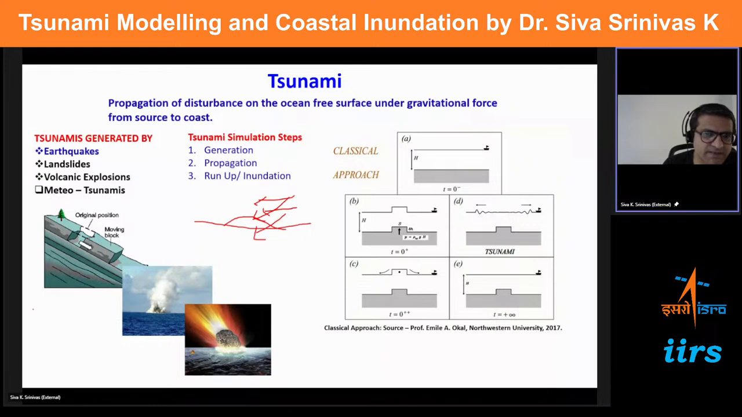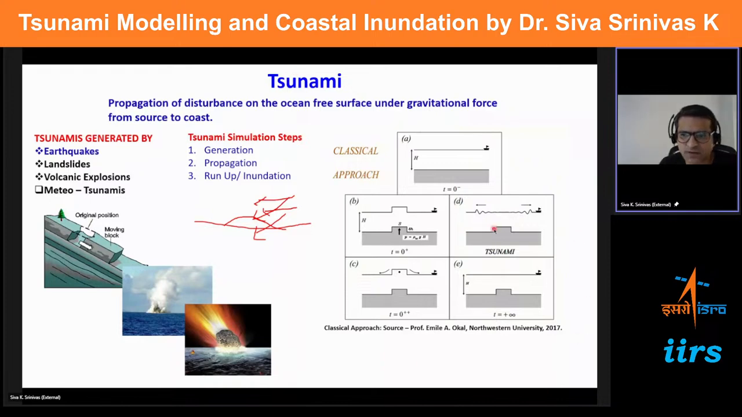Most of the tsunamis, 70 to 80 percent, occur because of earthquakes. So here our interest is to study the tsunamis generated by earthquakes. Mostly we concentrate on the tsunamis generated by earthquakes.